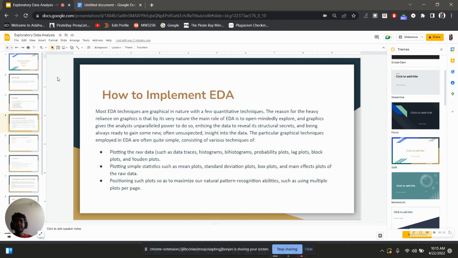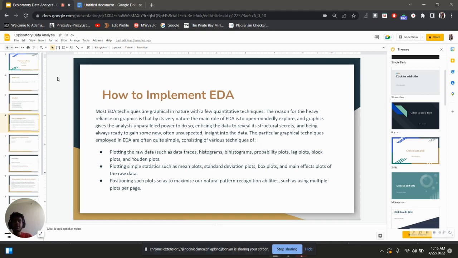So, how do you implement EDA? Most of the EDA techniques are graphical in nature with a few quantitative techniques. The reason for the heavy reliance on graphics when it comes to EDA is that it entices the data to reveal its structural secrets, and it is always ready to gain some new and unsuspected insight into the data.